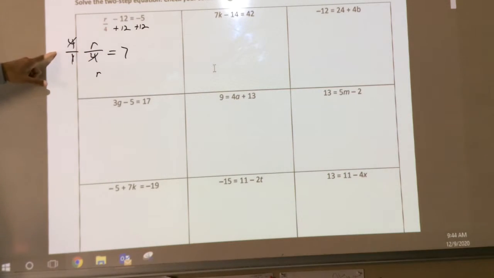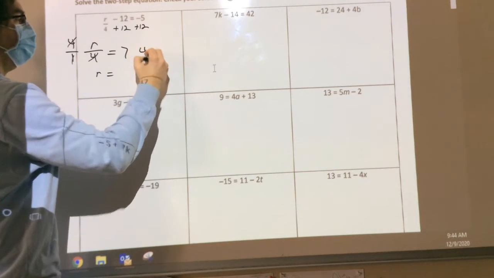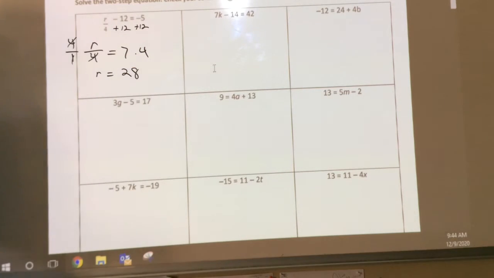But if I multiply this side by 4 over 1, what do I have to multiply this side by? 4. 4 as well. What is 7 times 4? 28. So can we all agree that the answer is 28?